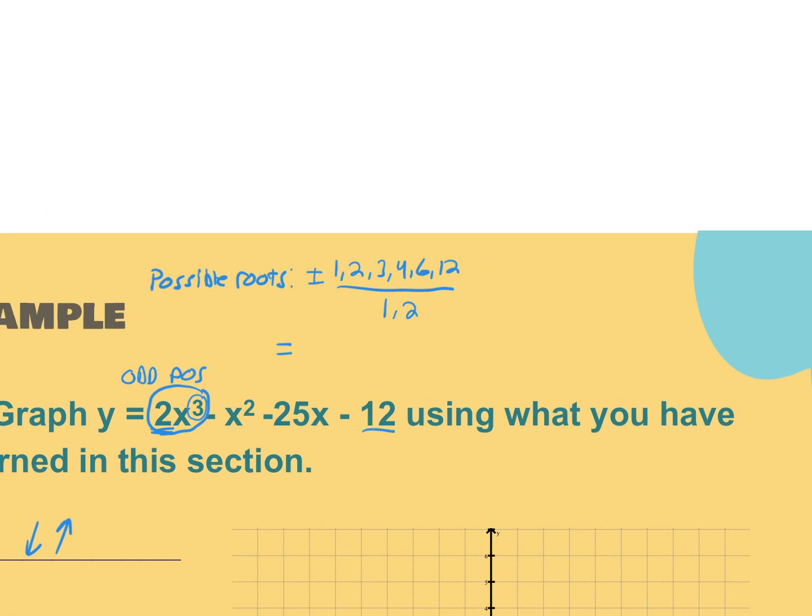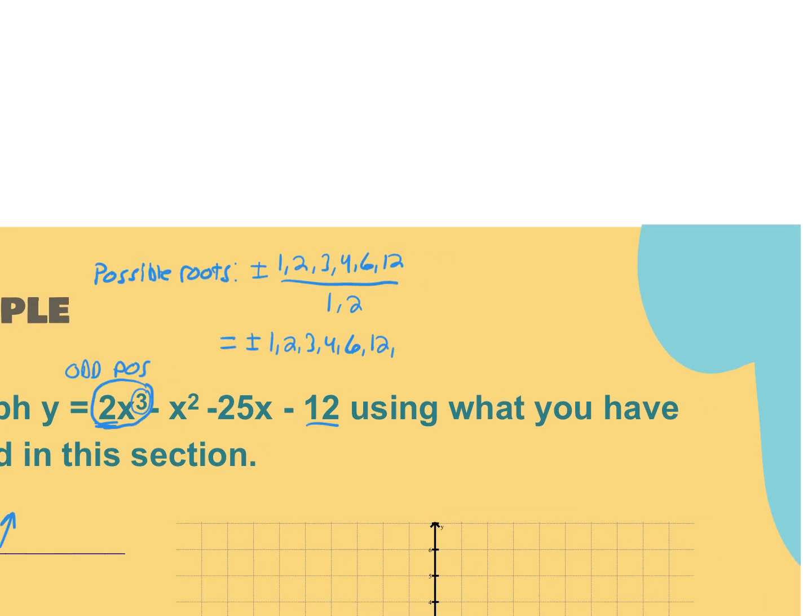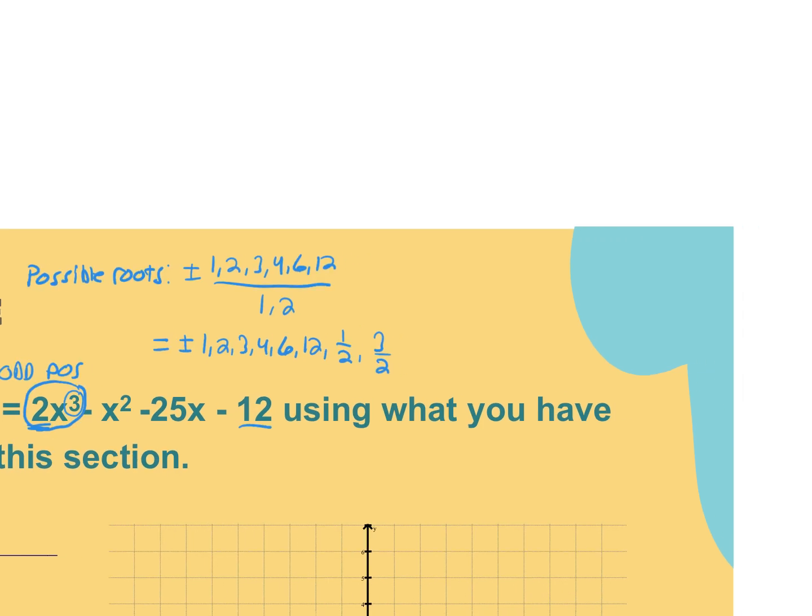You can put everything over 1, which is just plus minus 1, 2, 3, 4, 6, and 12, so everything on top. And then if you put everything over 2, the only things that are not going to simplify are 1/2 and 3/2, right? Everything else is going to simplify into something that we already have, right? So these are my options here.